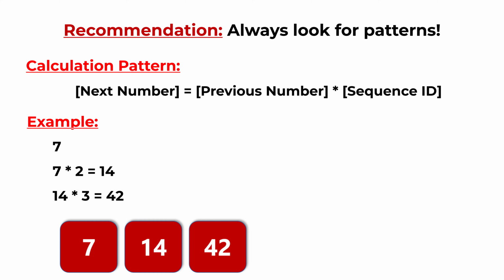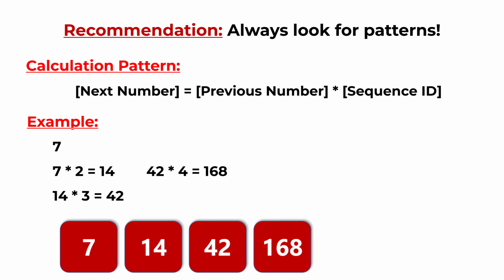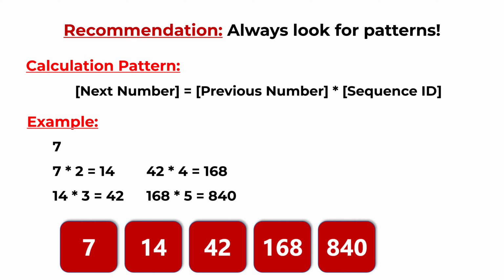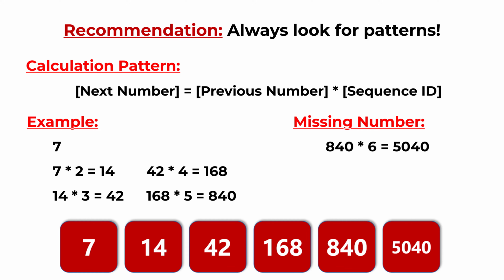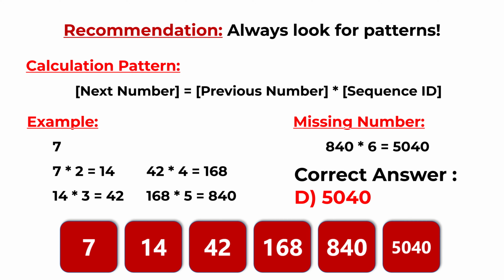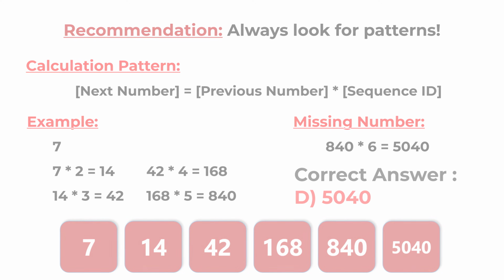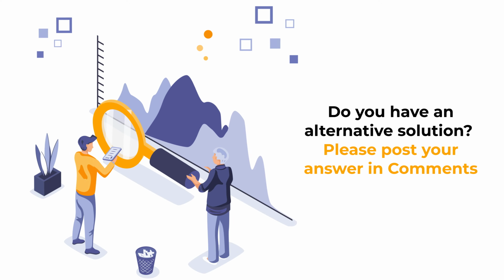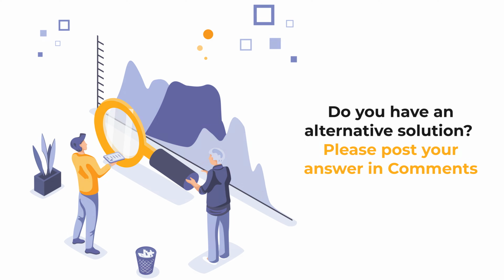Next number calculated as 42 multiplied by 4, which results in 168. 168 multiplied by 5 equals 840, which is the next number in the sequence. So to calculate missing number, we need to multiply 840 by 6, and the end result of this is 5,040. So the correct choice here is answer D, 5,040. Hopefully you've nailed this question and now know how to answer similar problems on the test.